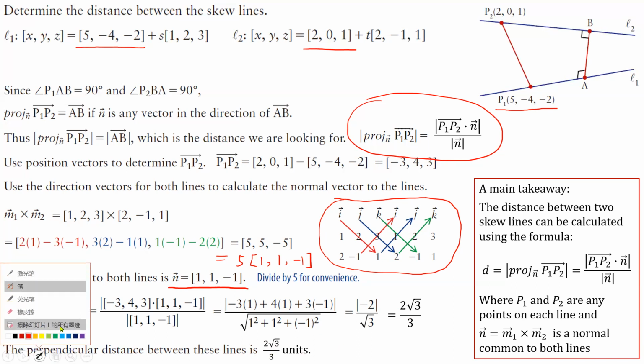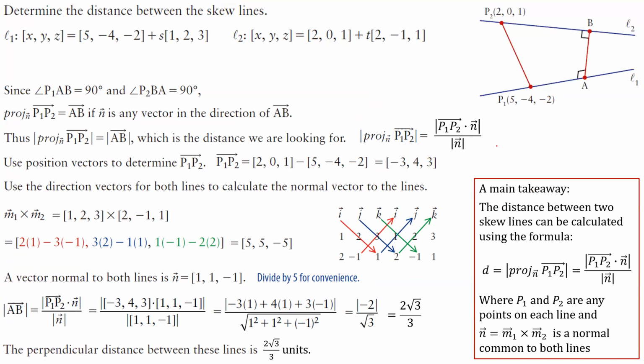Okay, so let's make a summary. The main takeaway of this example question is that the distance between two skew lines can be calculated using this formula: D equals the magnitude of the projection of vector P1P2 on vector N, which equals the magnitude of vector P1P2 dot product with vector N over the magnitude of vector N, where P1 and P2 are any points on each line, and vector N equals M1 cross M2, which is normal common to both lines.